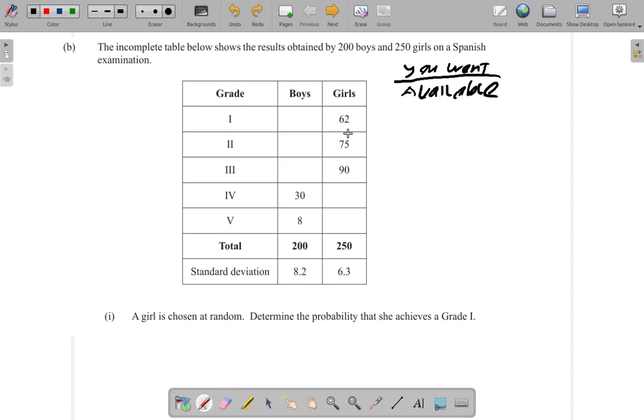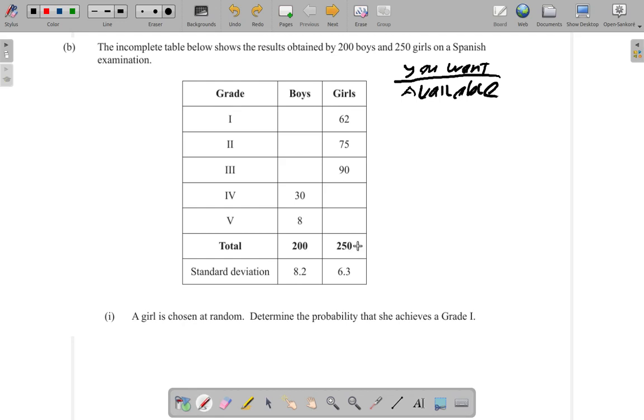Now, what's the total available? Well, this question, it wasn't really that clear. It seems as if they have the girls and boys separated, and you're choosing among the girls because it did not say a student is chosen at random. What's the probability that it's a girl who got a grade 1? It says a girl is chosen at random. So the total available seems to be 250 instead of the total number of students, which would be 450, right? So I'm going to use 250.